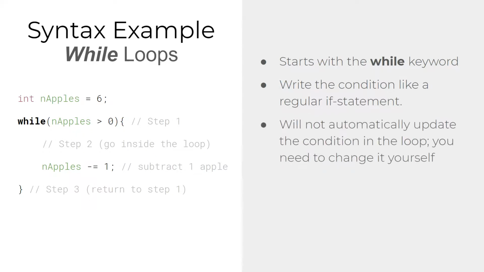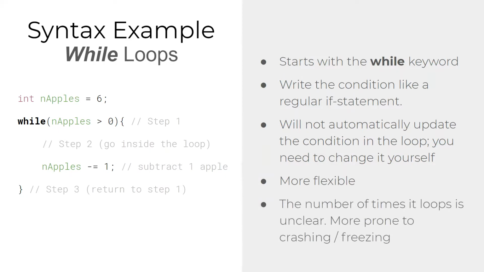So, it will not automatically update. You have to change the condition inside the loop. If you don't, or if you don't have something that is going to allow you to change the condition somehow, then actually it's going to never stop. But that allows you to be very flexible. And the thing is that the number of times it loops or iterates is unclear, because the system relies on you to define that for it. So it can be prone to causing some crashes and freezes.